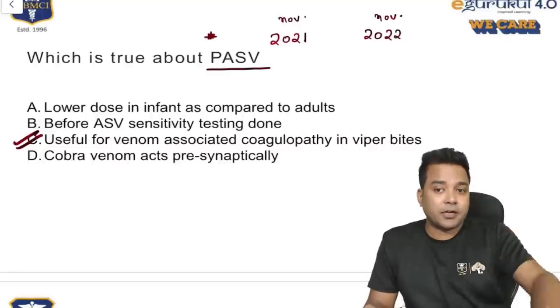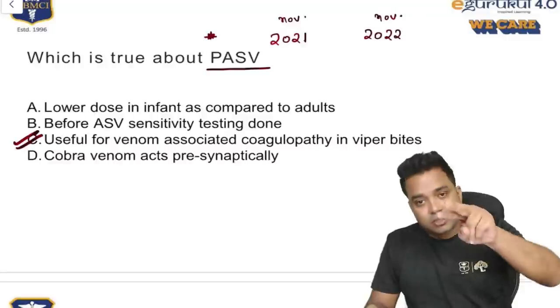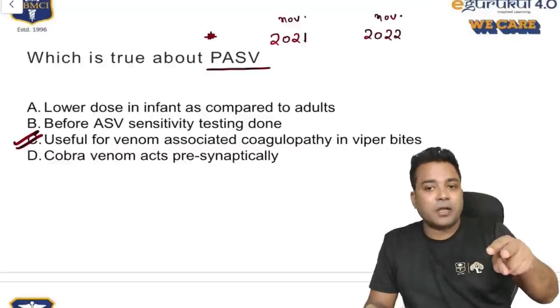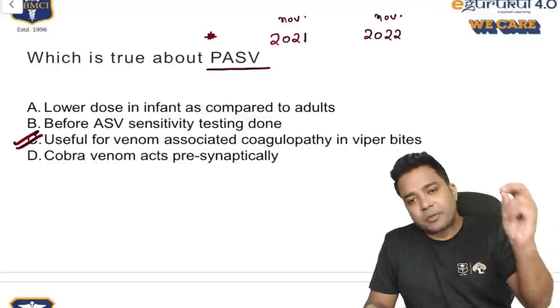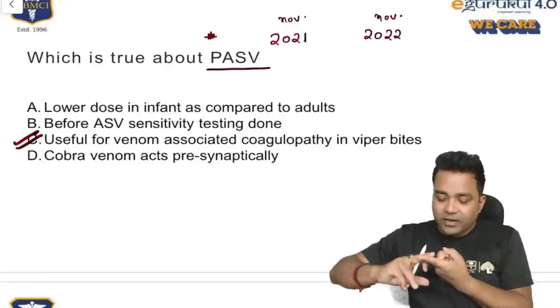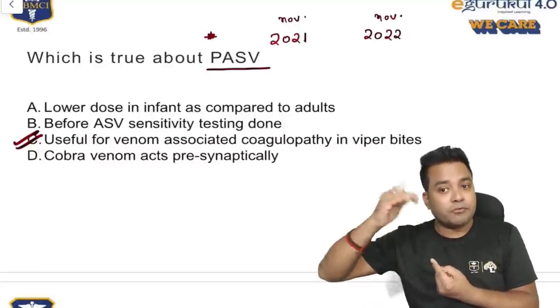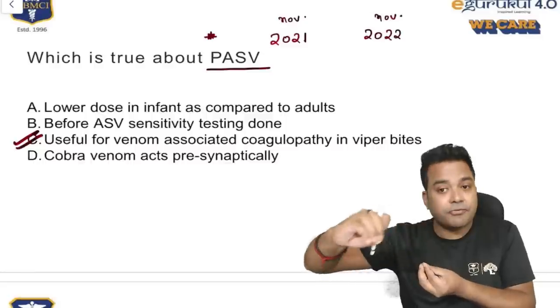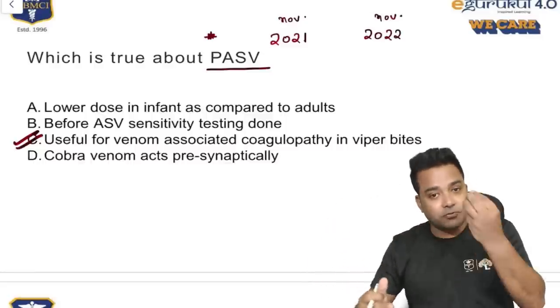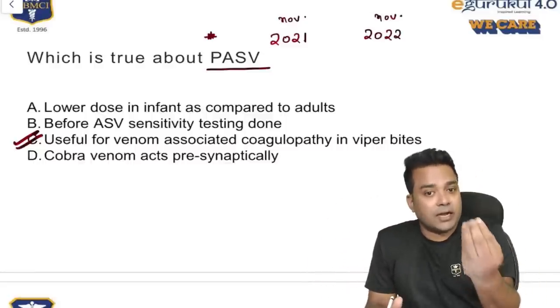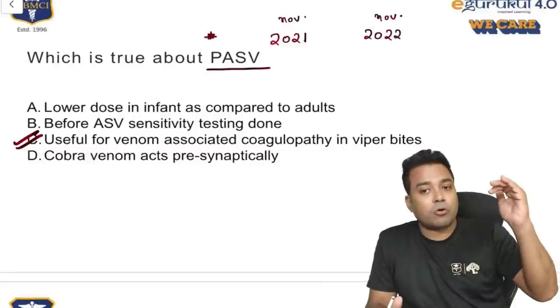ASV is what we have to give. This is the treatment or antidote of choice for a snake venom. This is going to counter the active venom. The earlier you give it, the better it is for the patient. The effects which have already been produced won't be reversed, but the further effects will be countered. That is why the MOHFW guidelines are followed throughout India.